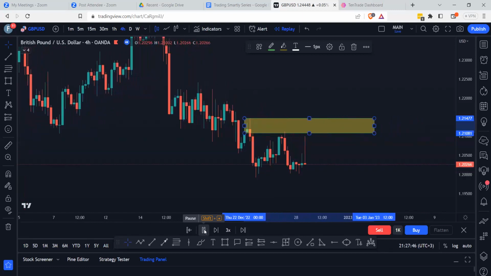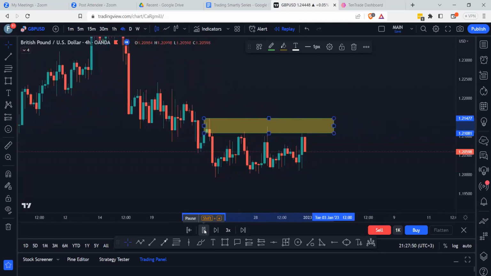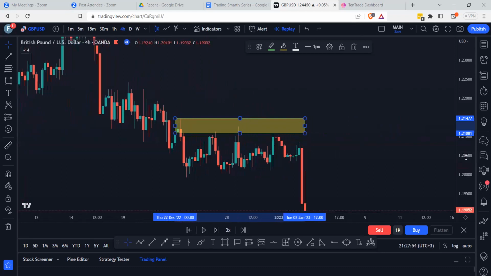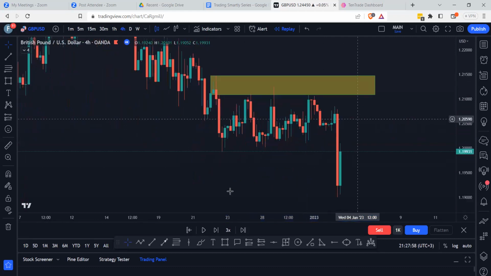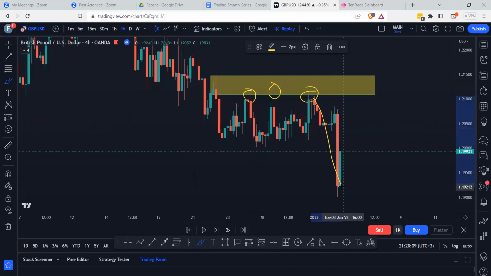You can see price testing that zone, and you can see what price is doing. It's giving you a low. Price did not go beyond that zone, right? So you would have found an entry here, here, and also here. And ultimately price dumped. Price went all the way down.